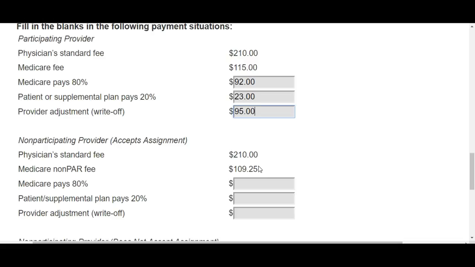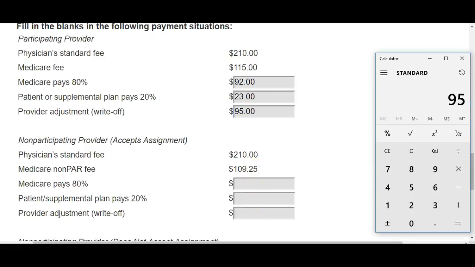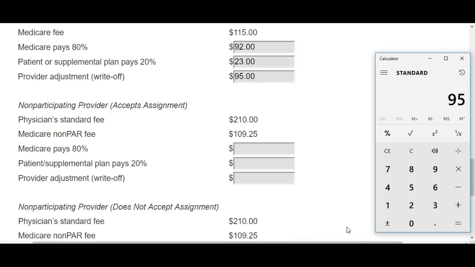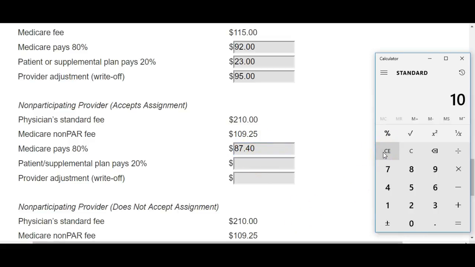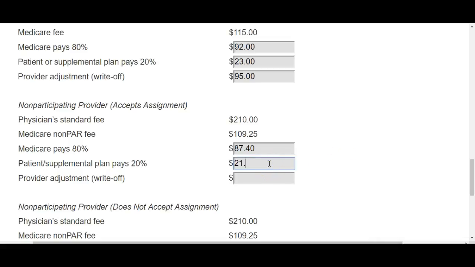Okay, so basically we do the math again. So $109.25 is the non-participating fee that's going to be reimbursed to the practice, and Medicare is going to pay 80% of that. So 109.25 times 0.8 gives us $87.40. And then 109.25 times 0.2 gives us $21.85. That's the other 20%. You can go ahead and add those two together to verify that that makes 109.25 if you want to double check your math.